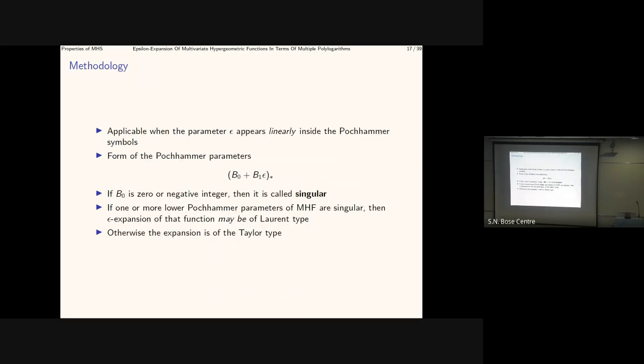Okay, before doing that, we need to mention that when the parameter is of the form b0 plus b1 epsilon, and b0 is zero or a negative integer, we'll call that a singular parameter, because those are the problematic cases. If one or more lower parameters of the multiple hypergeometric function is singular, then the epsilon expansion of that function would be Laurent. Otherwise, it is stable. So we first distinguish the type of expansion.